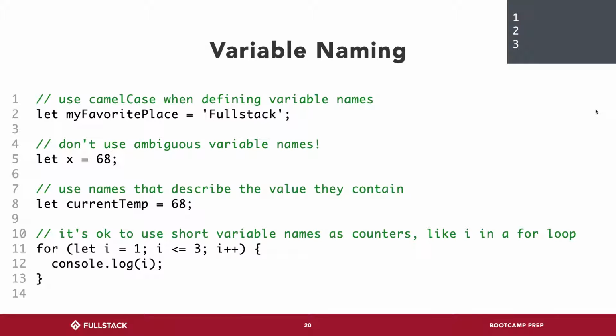Don't use ambiguous variable names. Because when you say let x equal 68, right?